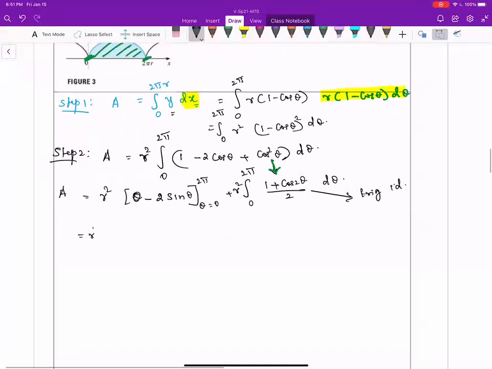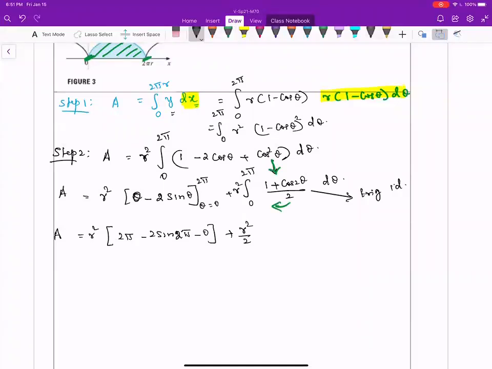So it is A equal to R square. And then you're going to substitute the upper limit, which is 2 pi minus 2 times sine pi, then sine 2 pi. Then the lower limits, everything becomes 0. Then you have R square over 2. What you're doing is you are bringing the 2 outside.